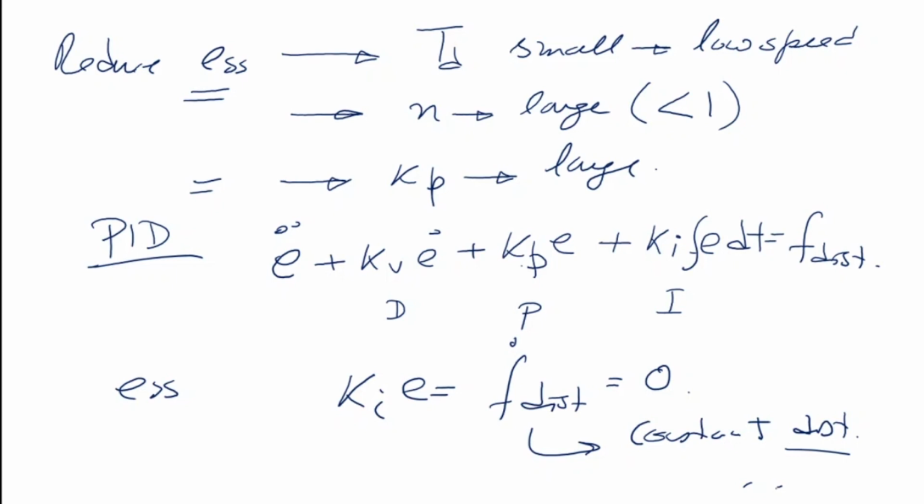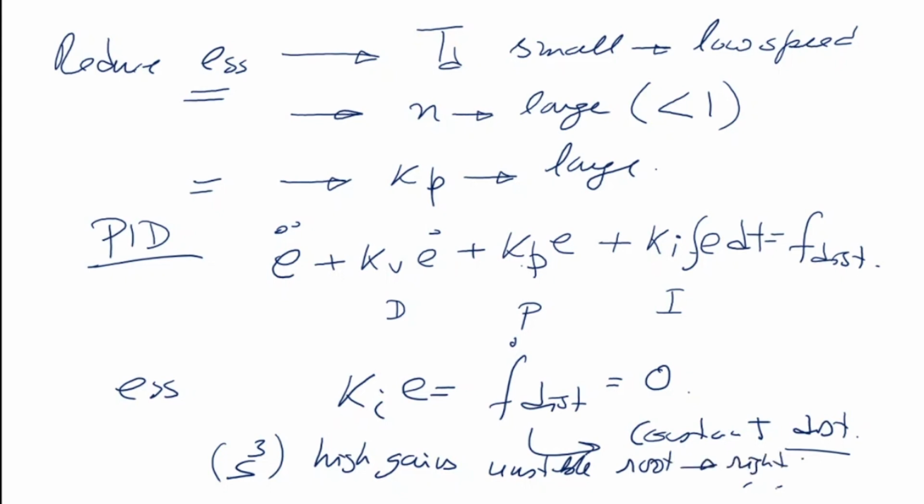Now the disadvantage of putting this in is that we are making the system higher order, it becomes s raised to 3. And for very high gains it will become unstable, because the roots will move towards the right half plane. So this is the basic theory of PD controllers and PID controllers.